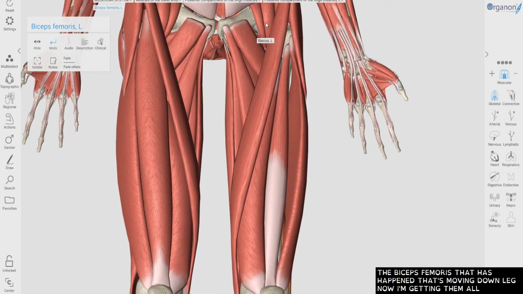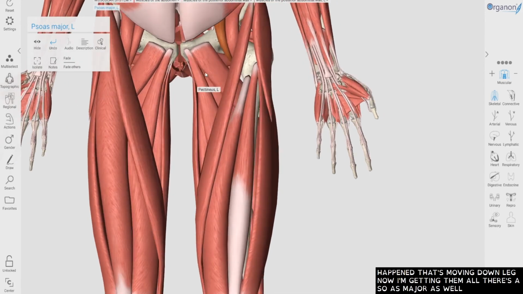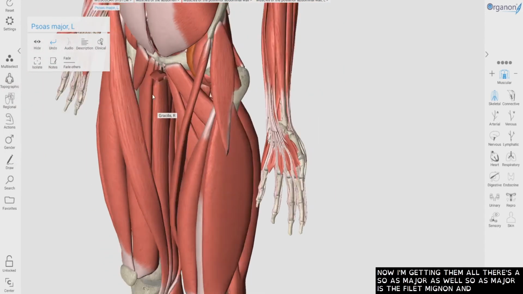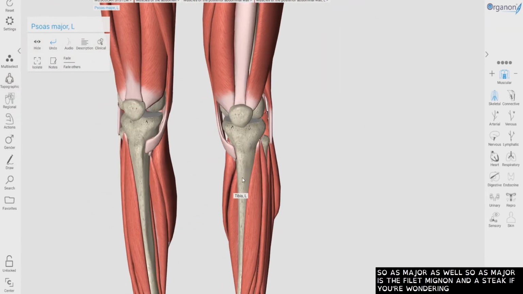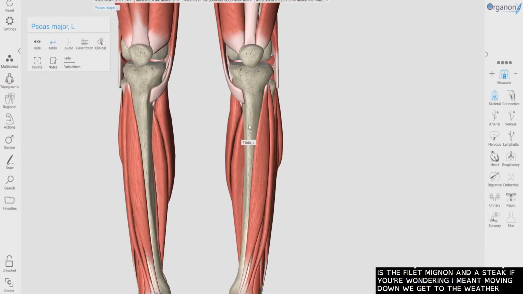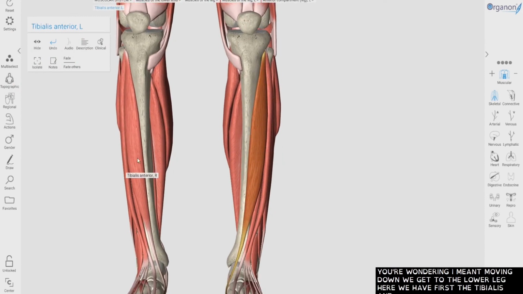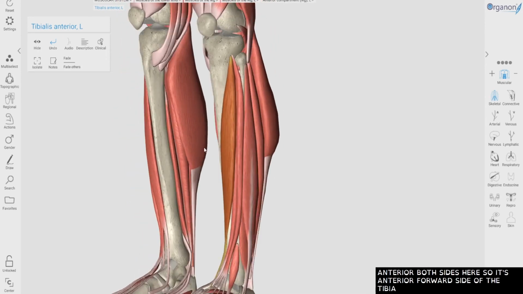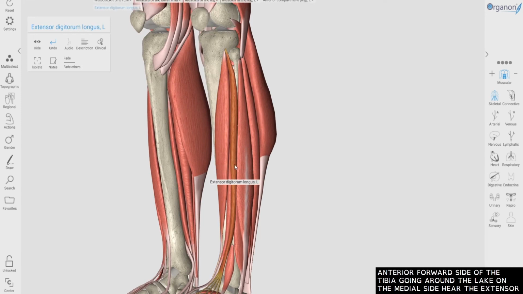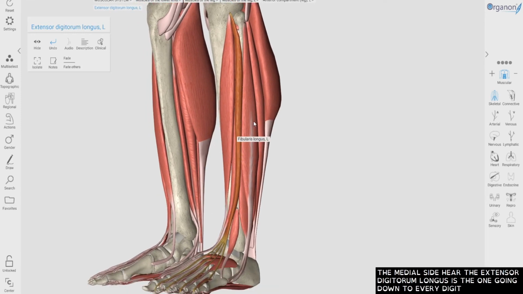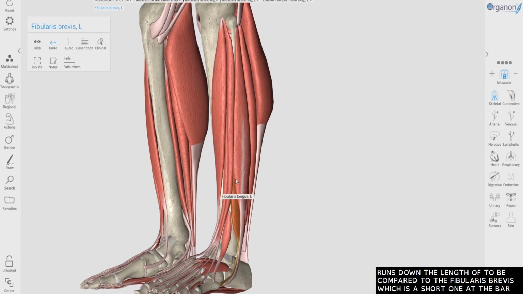Think I'm getting them all. Oh, there's the psoas major as well. Psoas major is the filet mignon in a steak, if you're wondering. And then moving down, we get to the lower leg here. We have first the tibialis anterior, both sides here. So it's anterior, forward side of the tibia. Going around the leg on the medial side here, the extensor digitorum longus is the one going down to every digit. So if you remember the hand, the leg comes together as well. And then you have the fibularis, which runs along the fibula and is the long version. So the fibularis longus runs down the length of the fibula compared to the fibularis brevis, which is a short one at the bottom.